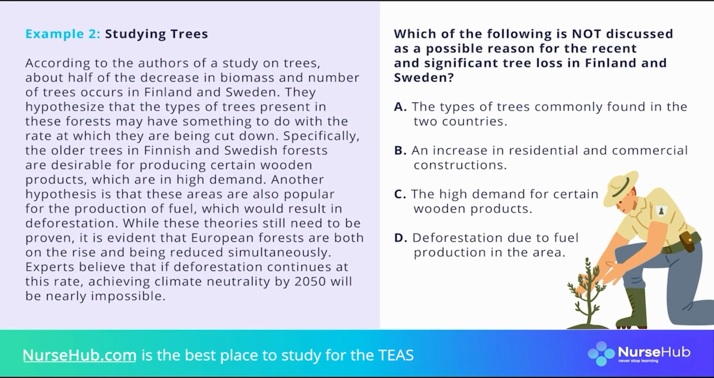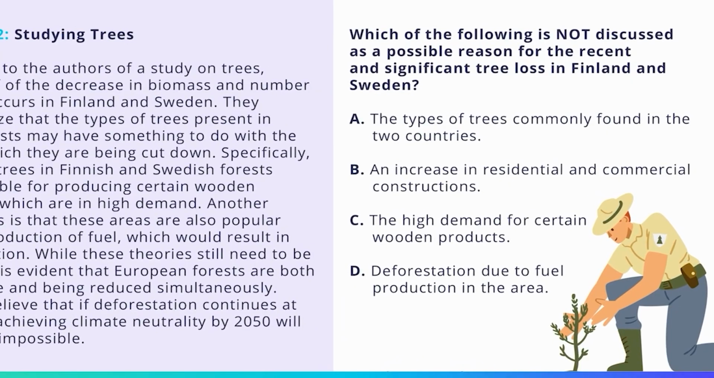Okay, so let's take a look here at example 2. This passage is titled Studying Trees. Now, we always want to read the question first to establish our purpose for reading. So let's go ahead and look at our question. Which of the following is not discussed as a possible reason for the recent and significant tree loss in Finland and Sweden? So we really need to look for details about Finland, Sweden, and significant tree loss to be able to weed out which is not discussed in the answer options.